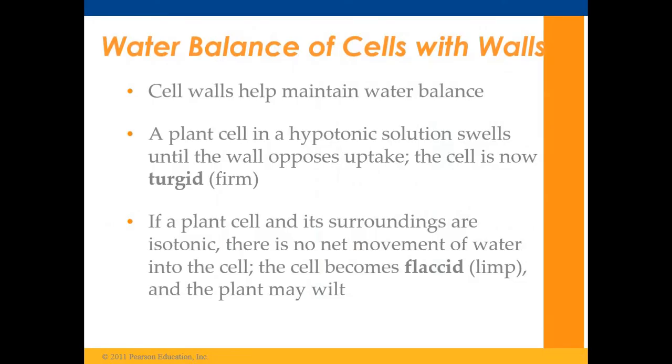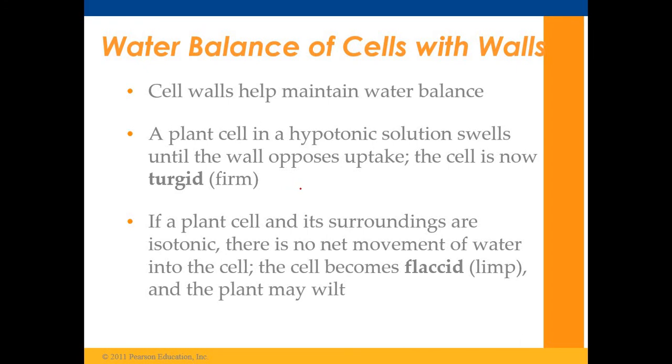And then, water balance of cells with walls. So, cell walls help maintain the water balance, as you have observed earlier with the hypertonic, hypotonic, and isotonic solutions. Di ba? So, they help maintain the water balance. And in a plant cell, in a hypotonic solution, it swells until the wall opposes uptake. So the cell is now turgid or firm.